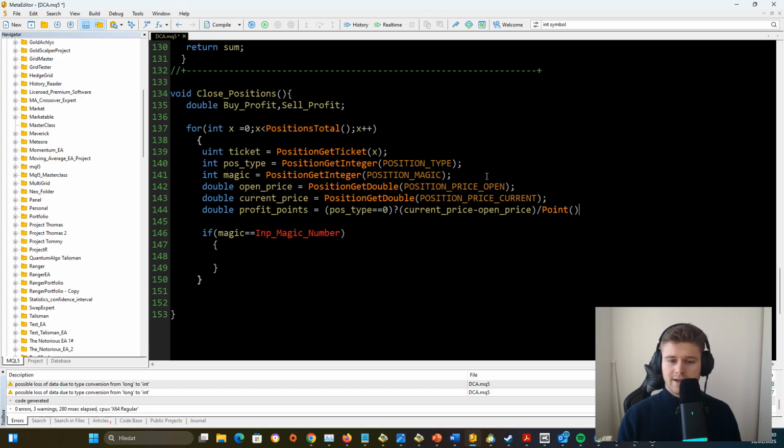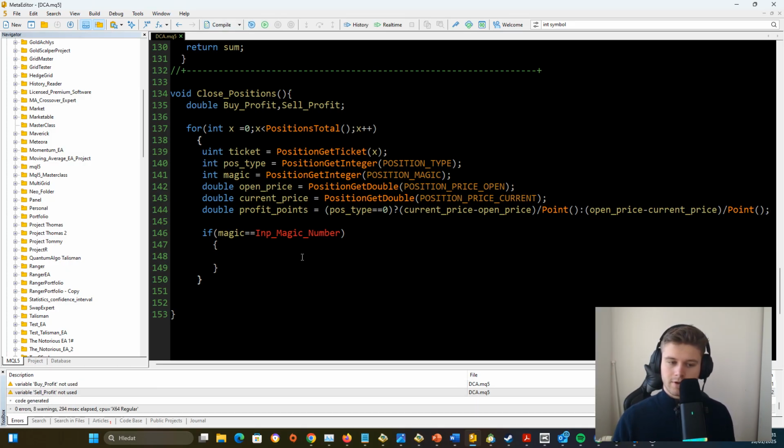If this is not the case, then it has to be a sell position, and in case of a sell position, it's exactly the same. We just switch open price with current price. So it's open price minus the current price divided by point, and by this we get our profit in points for the position. So we will keep this because we have to check the magic number.